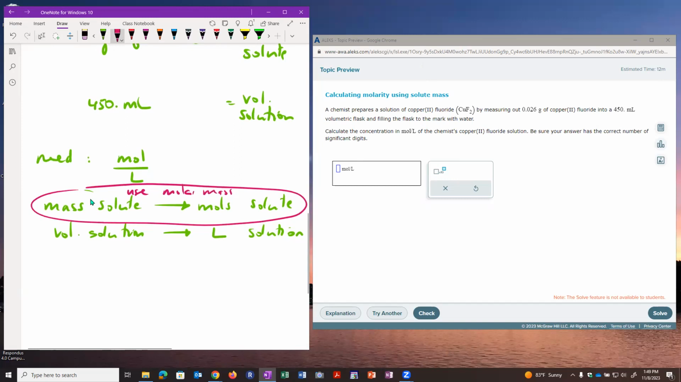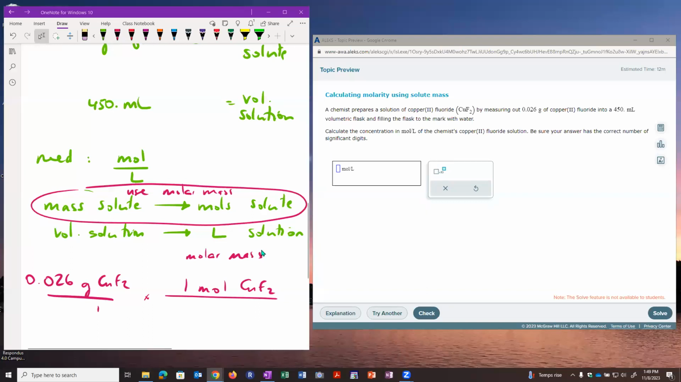So if I have 0.026 grams of CuF2, I can now use the molar mass of CuF2. For every 1 mole of copper 2 fluoride, I add up, and I look this up on the periodic table, 1 copper plus 2 Fs, and that should give me the molar mass, and I'll plug that in underneath in grams so the grams can cancel out. In this case, that will be 101.54 grams of CuF2. I just add up 2 fluorines and 1 copper from the periodic table.